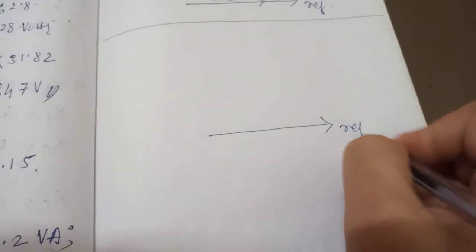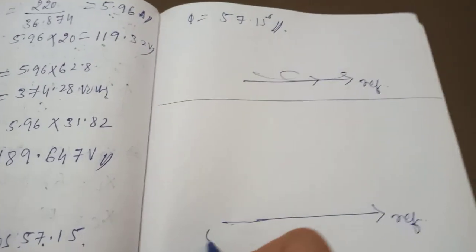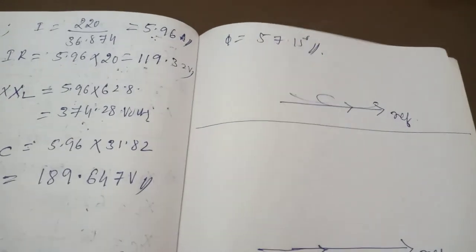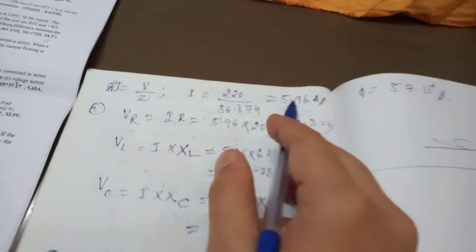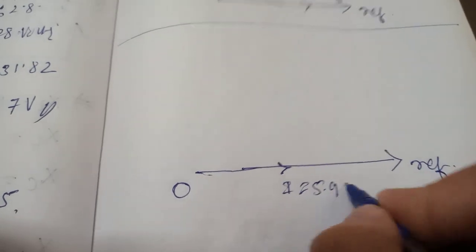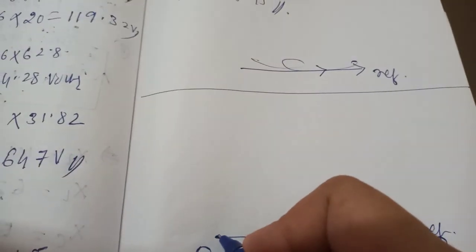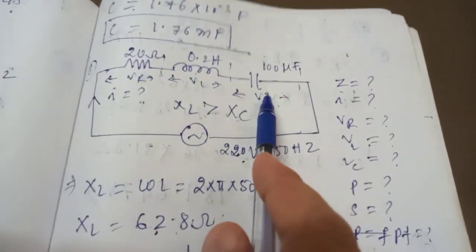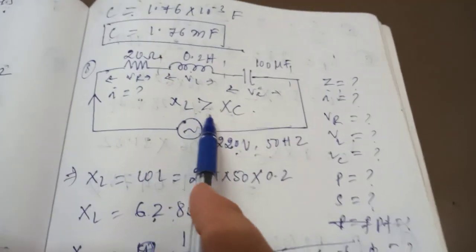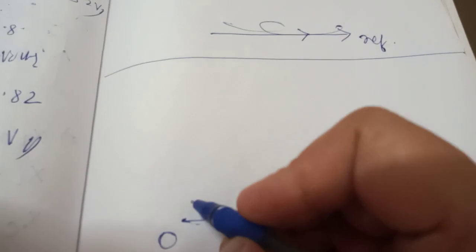Okay, so now you have to draw the vector diagram. Take the reference angle, so make this O. And what is the current value? The series current value is I is equal to 5.96 amps. What is the total voltage across the system? You have to check what kind of circuit this is, whether it is an RL circuit or an RC circuit. It is an RLC circuit. Since XL is greater than XC, it resembles an RL circuit. RL means a lagging circuit. So the vector diagram goes like this.